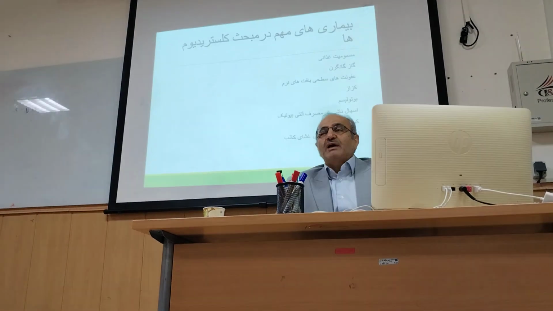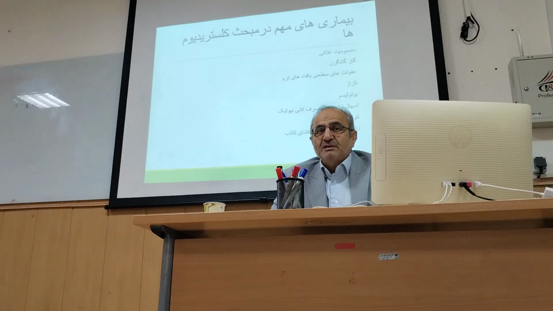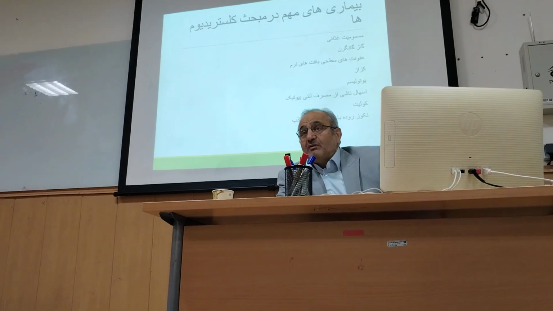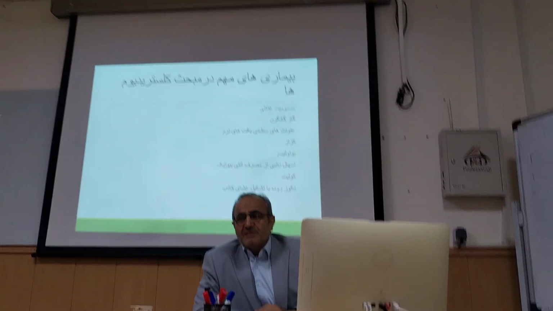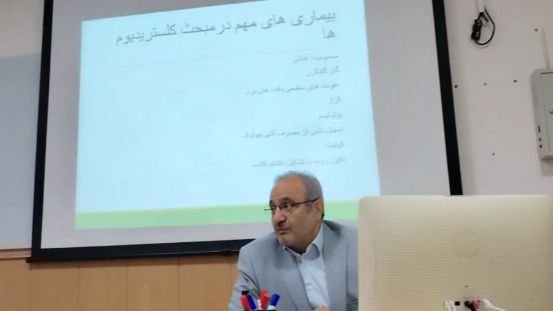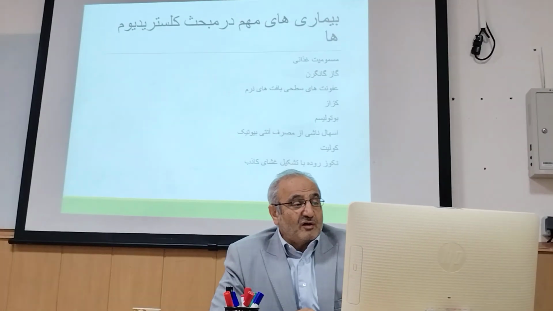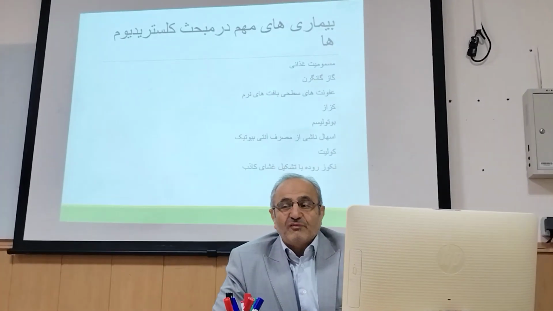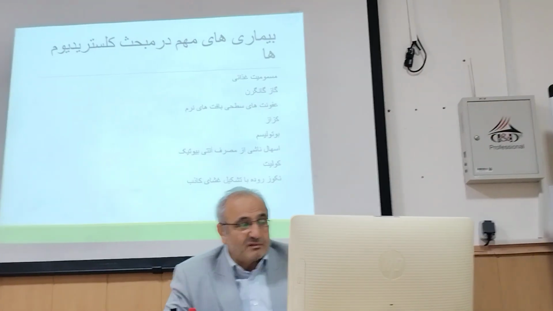The first one is masmumiyat ghazai. You know what is ghaza? It's food. Masmumiyat means poisoning. Food poisoning, or intoxication. Gas gangrene. What is gas gangrene? Gangrene with gas. عفونت های سطحی, infections. You know what is عفونت? سطح, surface. بافت های نرم, what is that? Soft tissue.